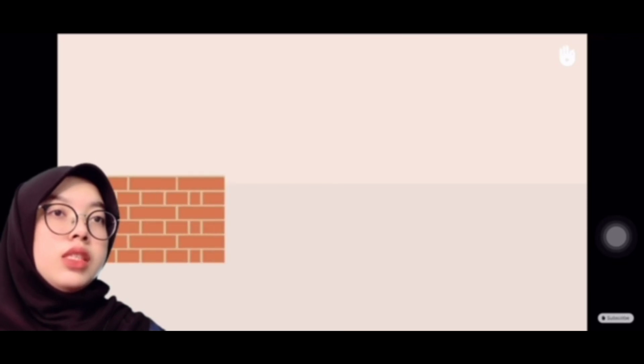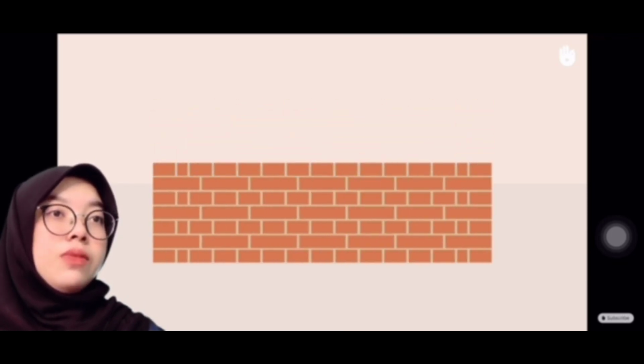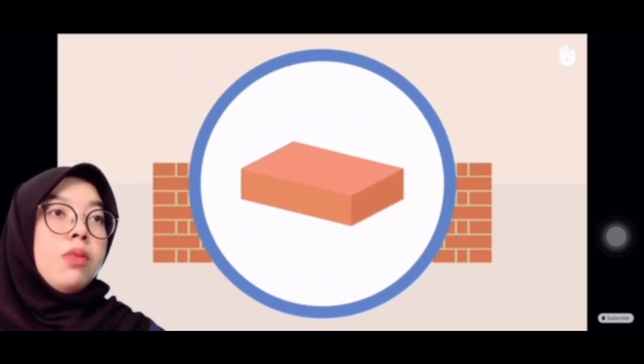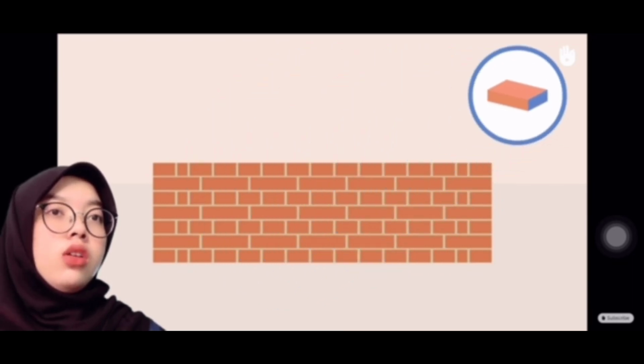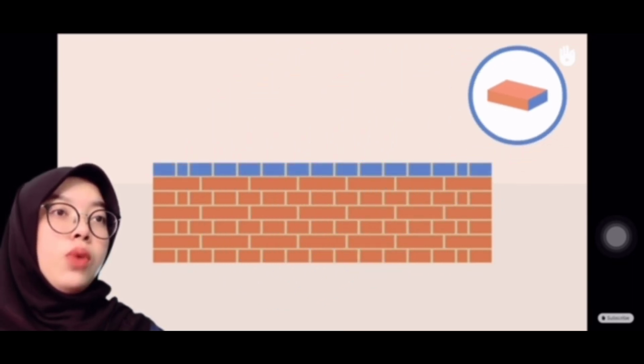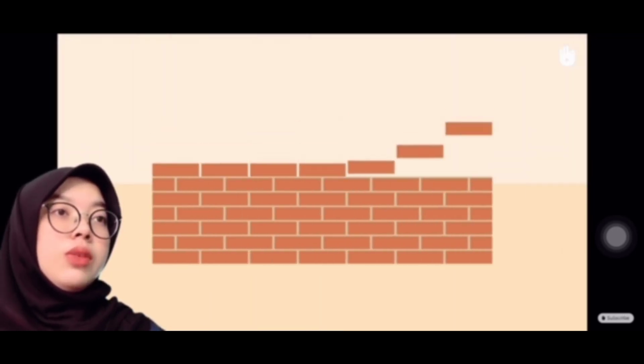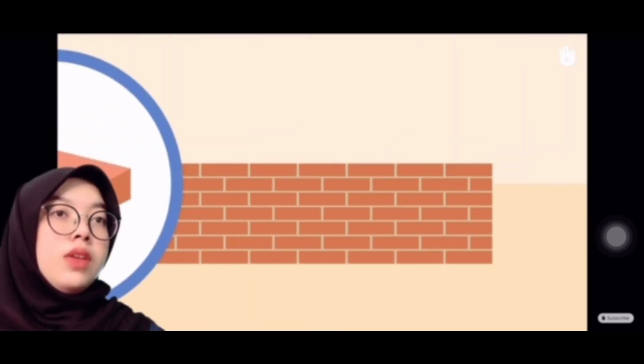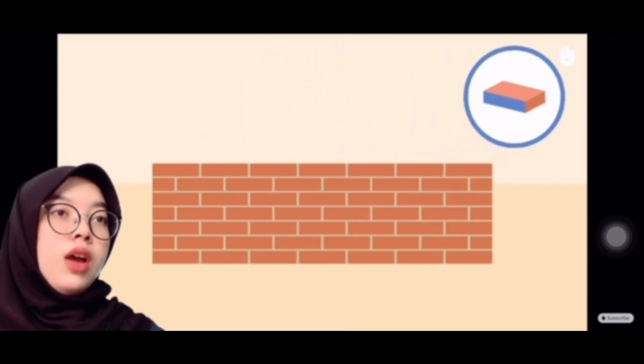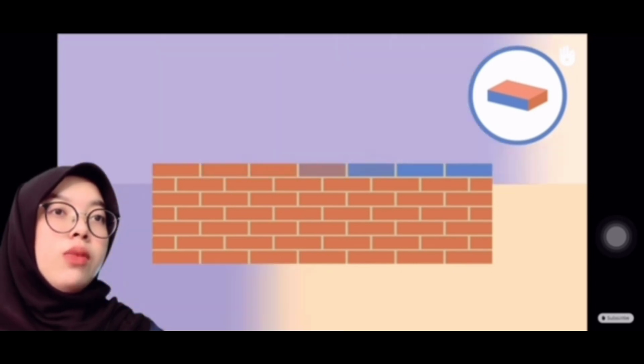The objective of the bond is to achieve the highest strength to be able to distribute loads. A course of headers is one in which all of the bricks are laid widthwise. A stretcher is a brick laid horizontally with its longer surface towards the front of the wall. A course of stretchers is one in which all of the bricks are laid lengthwise.